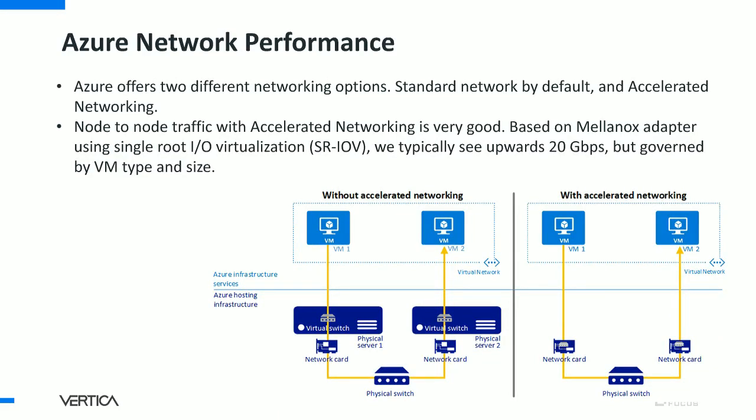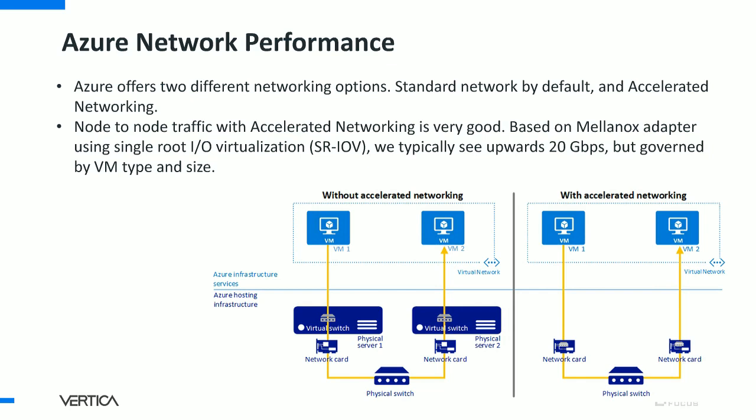Networking in Azure comes in two different flavors, standard and accelerated. In standard networking, the entire network stack is abstracted and virtualized. So this works really well, however, there are performance limitations. Standard networking tends to top out around 4 gigabits per second.